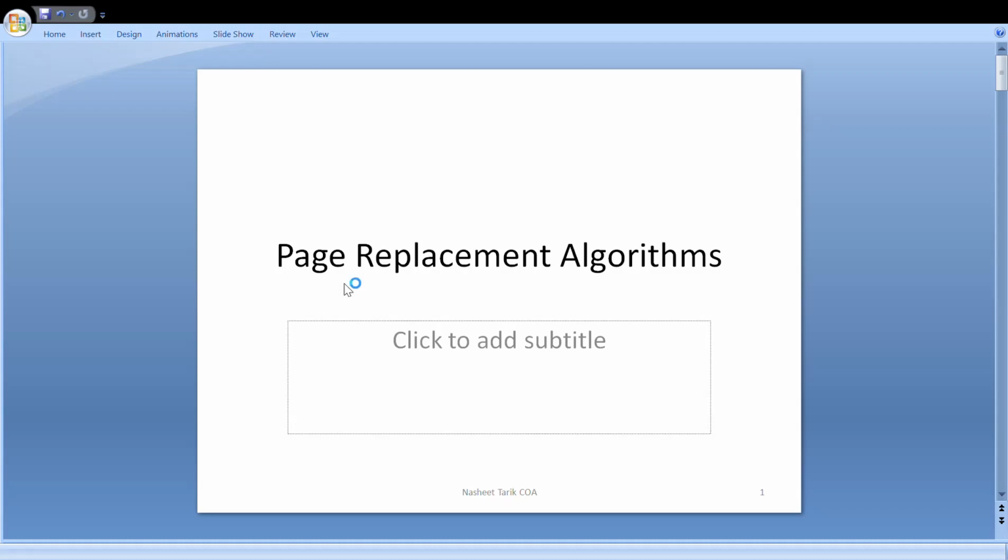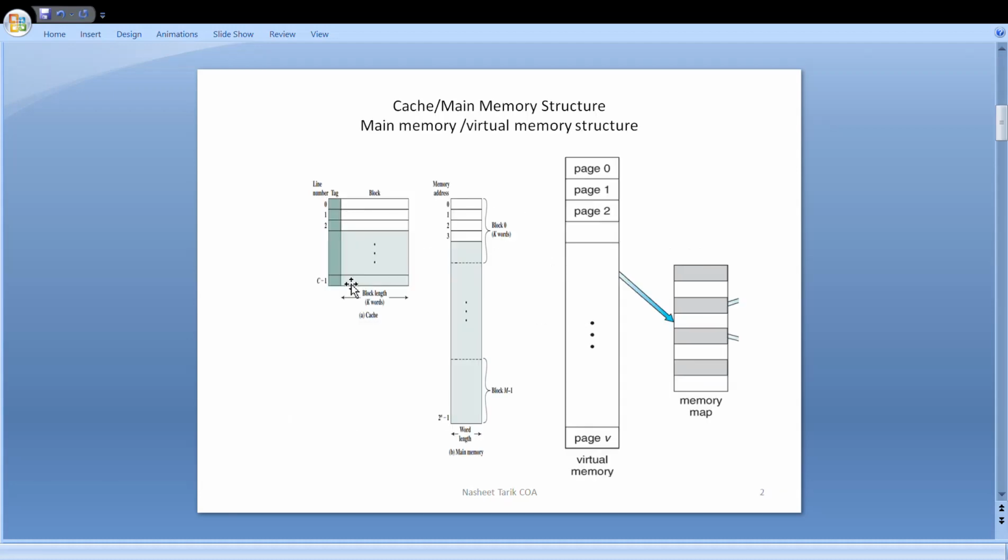I will be explaining page replacement algorithms. In multi-level memory, there is faster memory having lower capacity and a lower level memory that is having higher capacity but it is slower. For example, I am taking an example of cache memory that is occupying higher level and main memory that is occupying lower level in hierarchy.